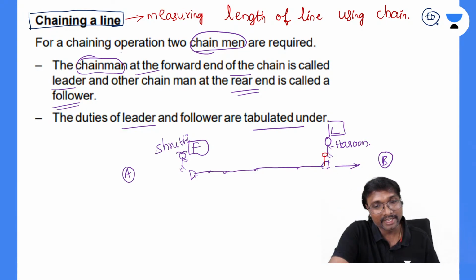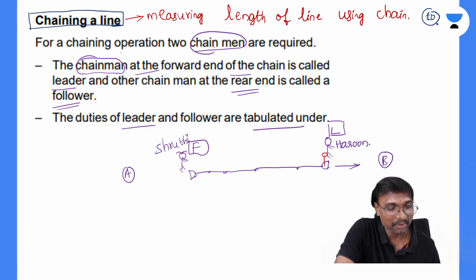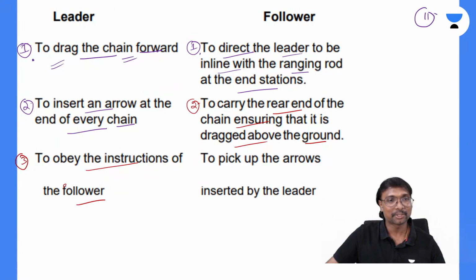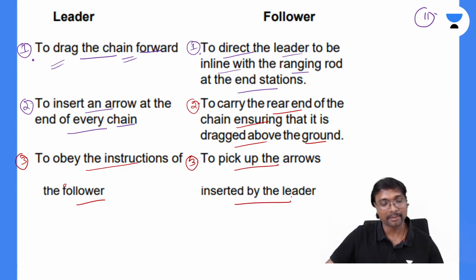That is why Shruti is the follower, and the leader is Harun. Now you understand, Harun? So the leader has to do every work. The follower will not do it, except picking up the arrows inserted by the leader.